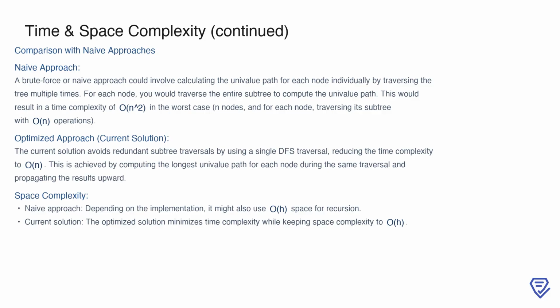The optimized approach, which is the solution we've been discussing, avoids this inefficiency by performing a single depth-first search traversal. During this single traversal, the longest Univalue path for each node is calculated and propagated upward, reducing the time complexity to O(n). In terms of space complexity, both the naive and optimized approaches use O(h) space for recursion, but the optimized approach achieves a significant improvement in runtime by eliminating redundant computations.